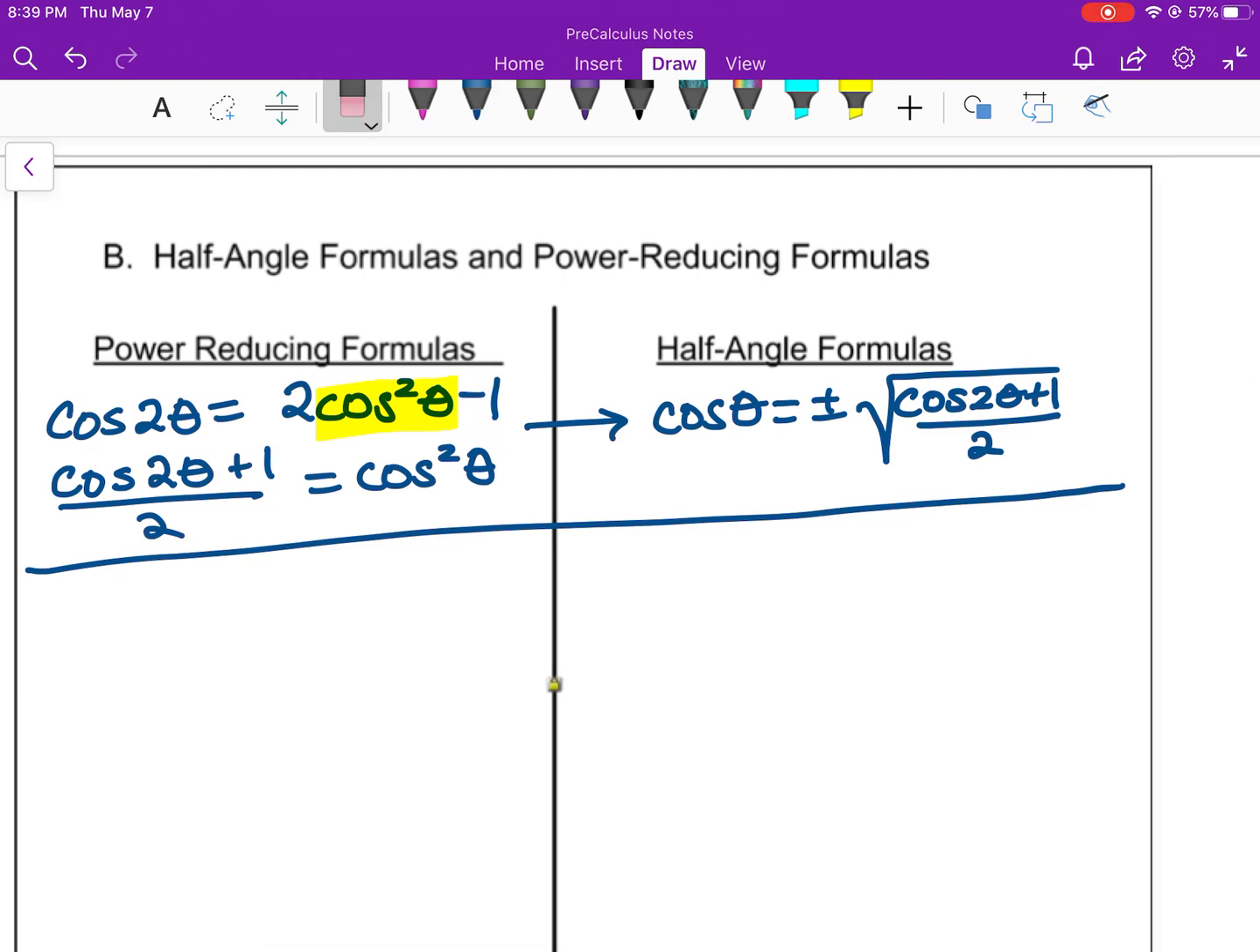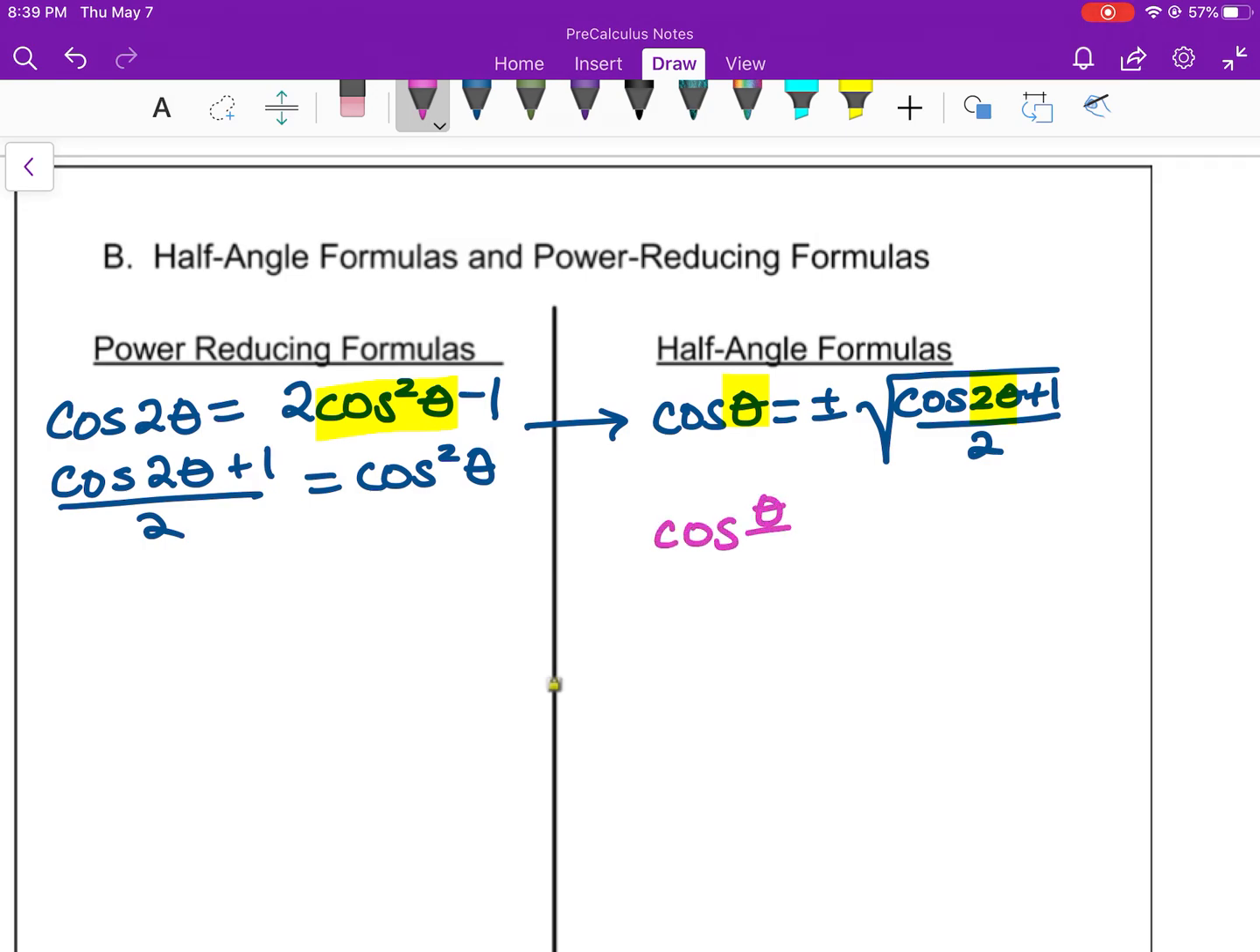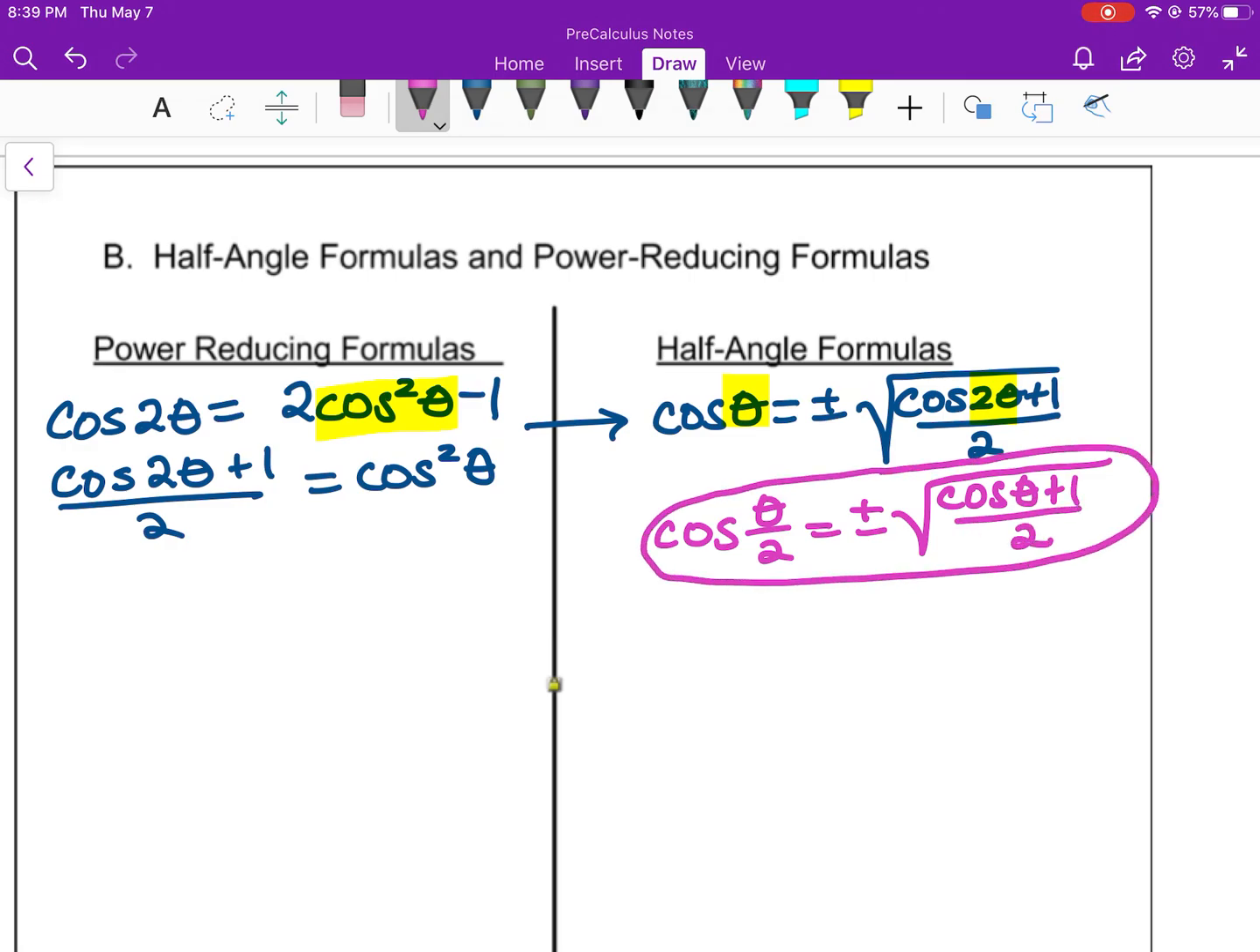Now what we need to do is make that into a half angle identity. So in order to get a half angle, basically I'm going to take my angles here and divide them by 2. And so there's your first half angle identity for cosine.